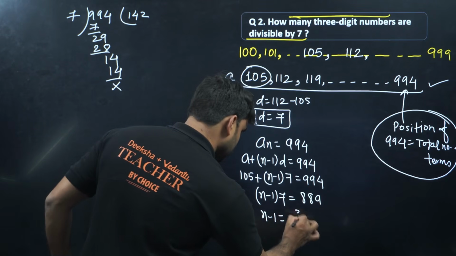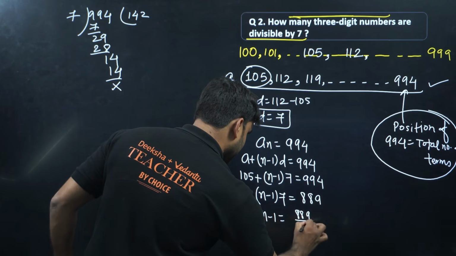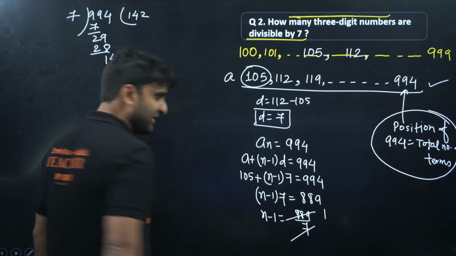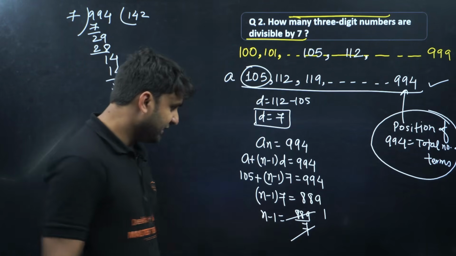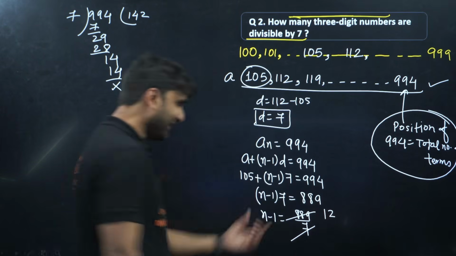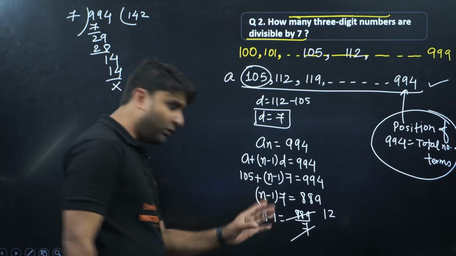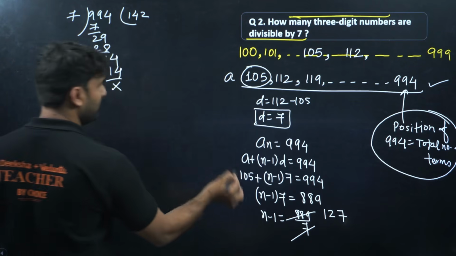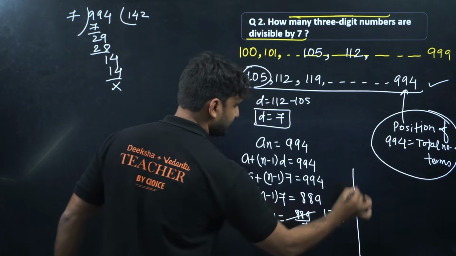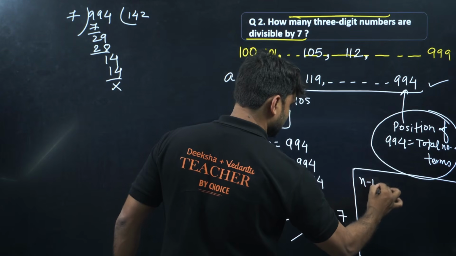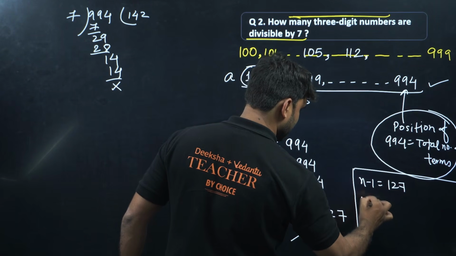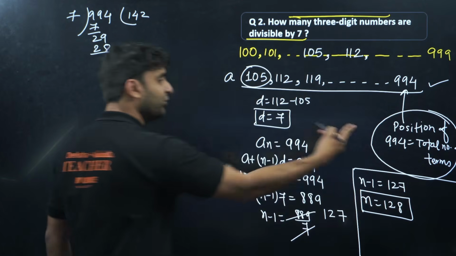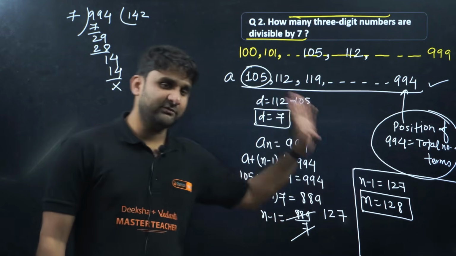So 889 divided by 7. Let's divide. 7 ones are 7, and 1 remains to make 18. 7 twos are 14. 18 minus 14 will be 4. 49, 7 sevens are 49. So n minus 1 is equal to 127. So n will be 128. Minus 1 will go that side, and 127 plus 1 will be 128.